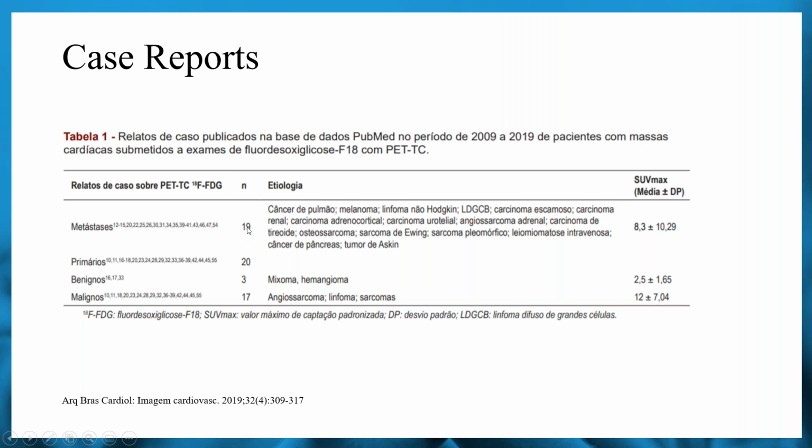There were 19 cases of metastatic tumors, mostly from lung cancer, melanoma, and lymphoma, as I said before. And we calculated a mean SUVmax of those tumors, which in these cases was 8.3. Among the primary tumors, there were 20 tumors, 3 being benign tumors with a mean SUVmax of 2.5, and 17 primary malignant tumors, mostly angiosarcomas, lymphomas, and primary cardiac lymphomas. And the mean SUVmax in these cases was 12.